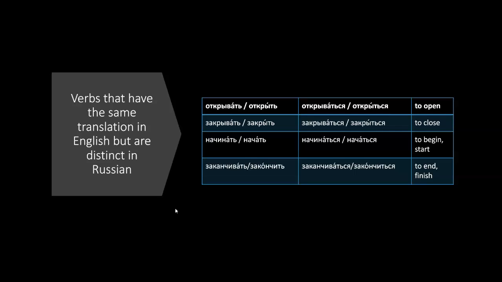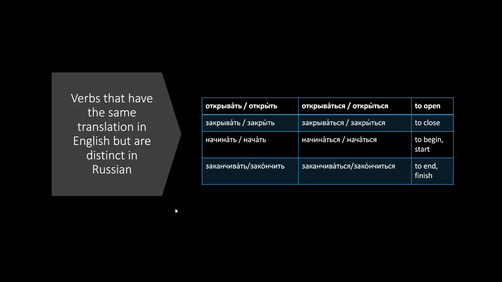So we're going to focus on one of three meanings of ся today. I'm going to contextualize the other two here in just a moment. But we want to be aware of the verbs that have the same translation in English, but actually have different forms in Russian. And there are four of them.